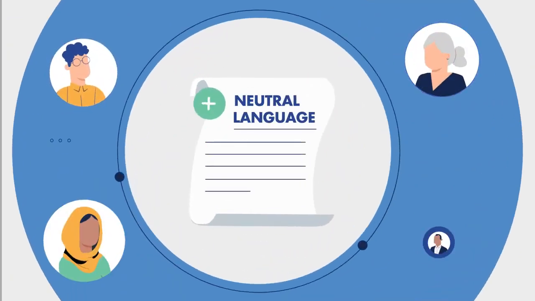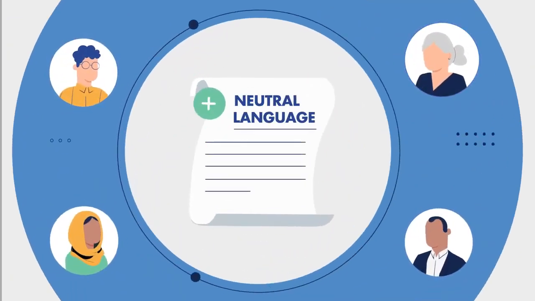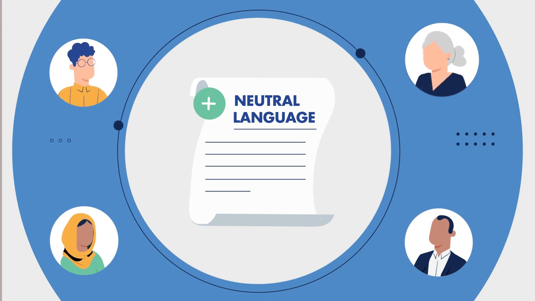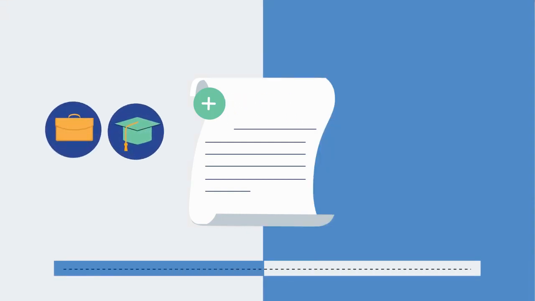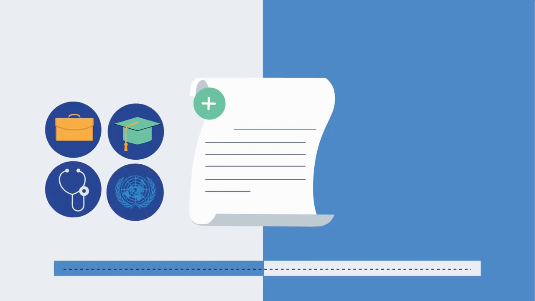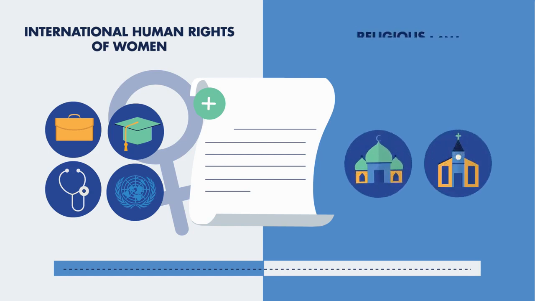Coherence. The Constitution should be coherent in its use of neutral language, such as by constantly employing both the feminine and masculine pronouns she and he to refer to holders of political office. The Constitution should not incorporate mutually excluding sources of legal authority, such as the international human rights of women and religious laws.